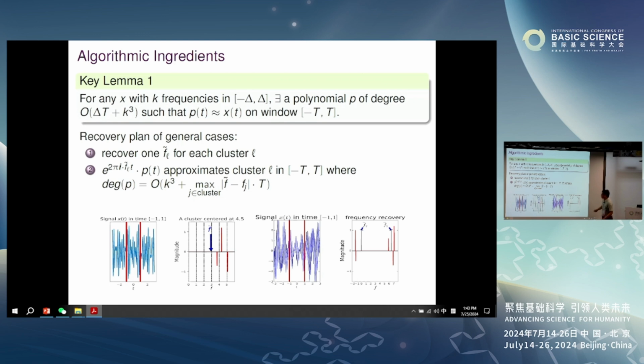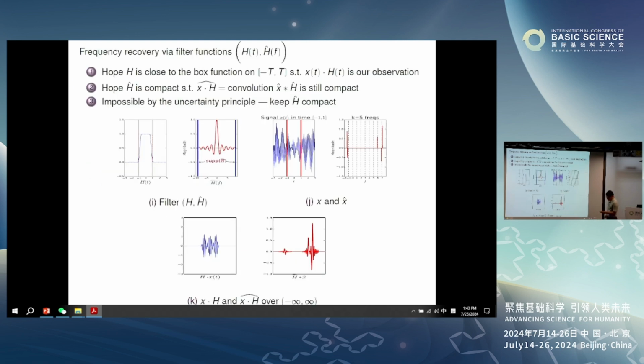Okay. So now I want to tell you how we recover this flag. This will be based on filter functions. And one thing under this filter function is the uncertainty principle. So let me go over this slide a little bit slowly.